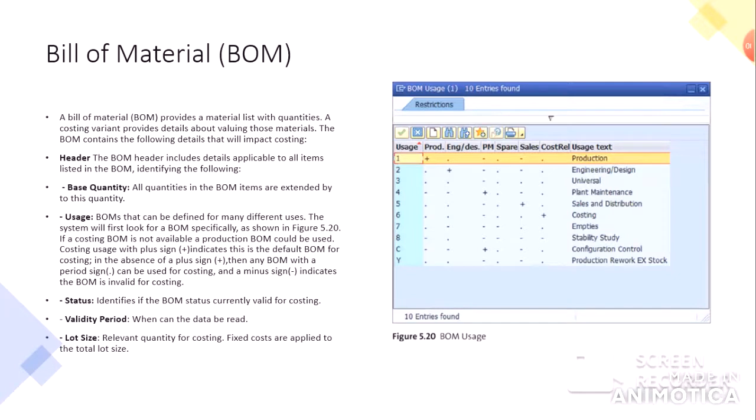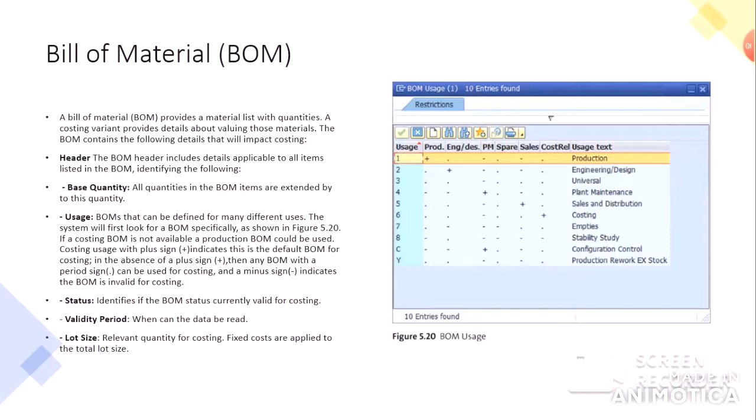So the first master data is bill of material. A bill of material, normally called BOM, provides a material list with quantities. A costing variant provides details about valuing those materials. The BOM contains the following details that will impact costing.